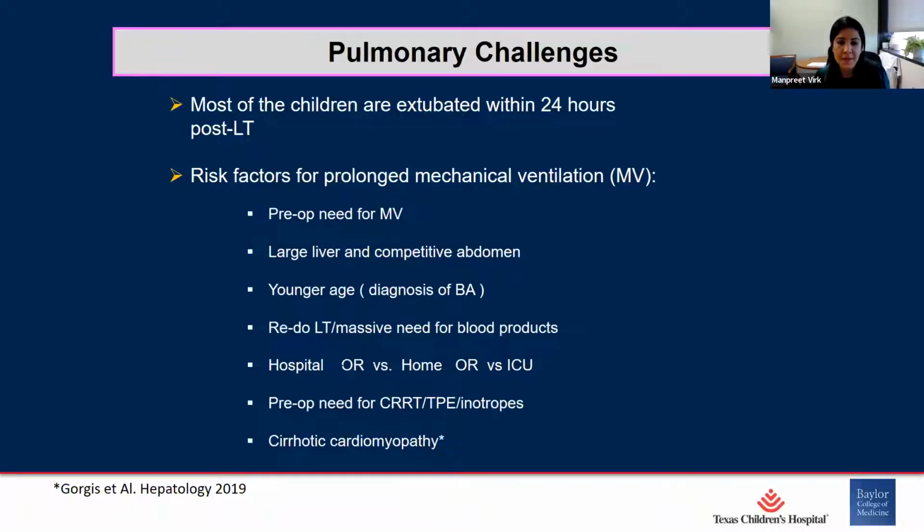And what are those? If they've preoperatively been intubated and mechanically ventilated for a long time, if they receive a large liver, as well as the risk for a compartment abdomen, younger kids, especially the ones with a diagnosis of biliary atresia, if it's a repeat liver transplant, as well as a massive requirement for blood product infusions, and whether they've been in the hospital versus at home versus ICU. The sicker a kid going in, the sicker he or she is going to be post-transplant, and the longer the post-transplant recovery phase. If they've had a preoperative need for renal replacement therapy, total plasma exchange, or inotropes, and if there's been presence or detection of cirrhotic cardiomyopathy preoperatively.